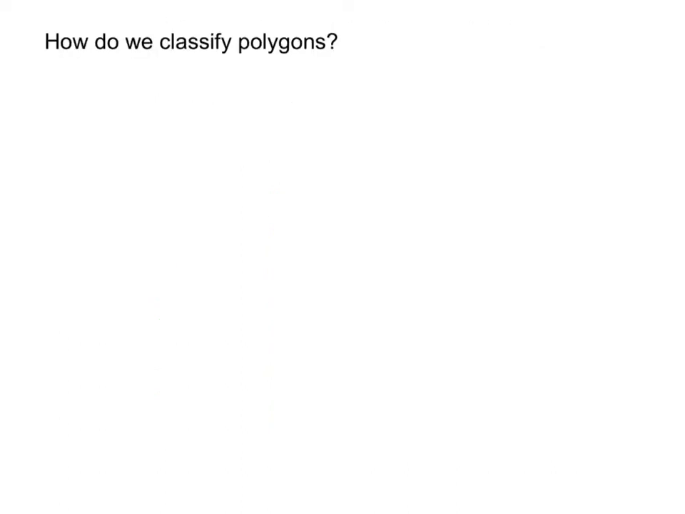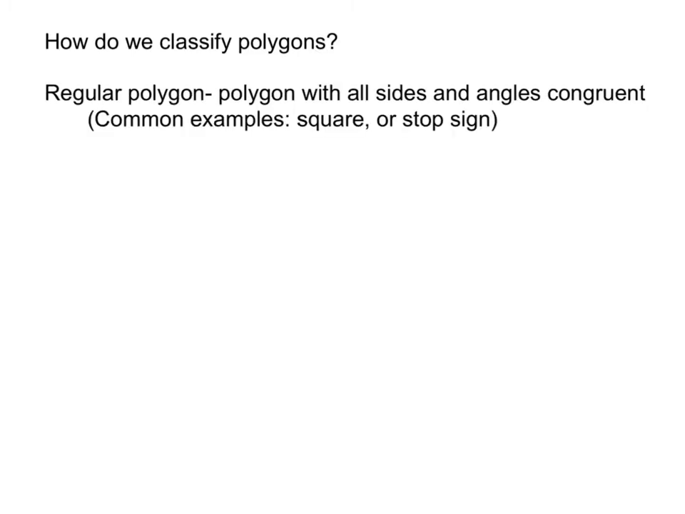Beyond giving them names such as quadrilateral or pentagon, we also classify polygons. And how do we do it? We have 3 terms that we're going to be using. That first term is a regular polygon. A regular polygon is a polygon with all sides and angles congruent. You've seen these all the time. Some common examples would be a square or a stop sign.